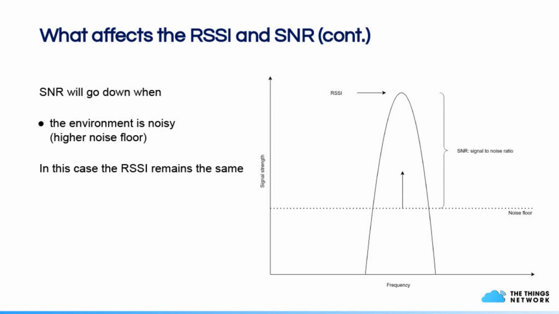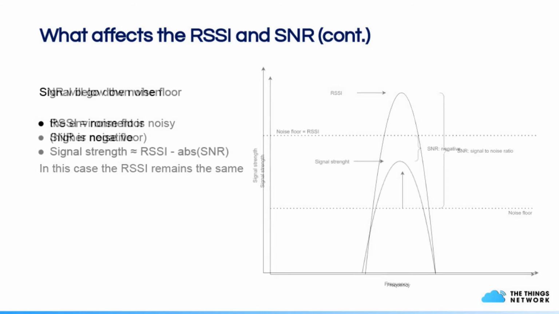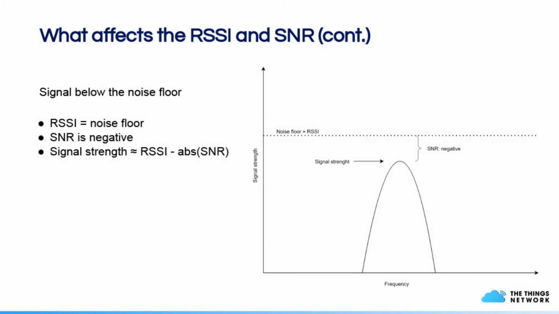SNR will also decrease in a noisy environment. If the RSSI remains the same, but the noise floor increases, the SNR will need to decrease. If the signal strength drops below the noise floor, or if the noise floor increases above the signal's strength, we will see that the SNR becomes negative. In this scenario, the RSSI will indicate the noise floor's level and not the signal's strength. To get an indication of the signal strength, we can subtract the SNR from the RSSI.